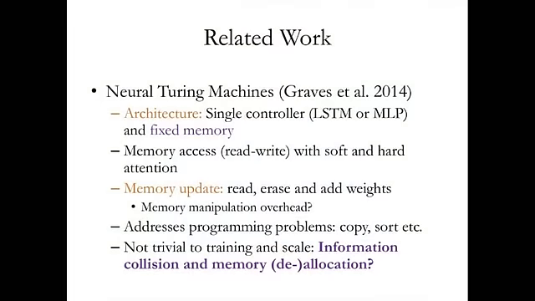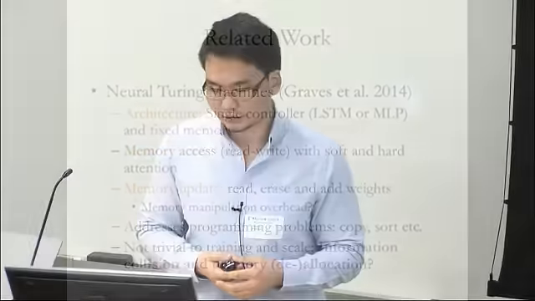The neural Turing machine is, I think, probably the most sophisticated architecture currently. It has a single controller, which is an LSTM or MLP. It has a fixed-size memory. The memory access is done with soft and hard attention. In order to update the memory, it emits separate read, erase, and add weights. It addresses programming tasks like copying and sorting and so on.